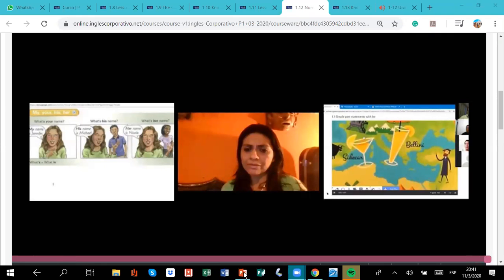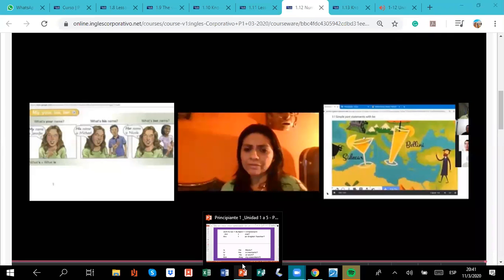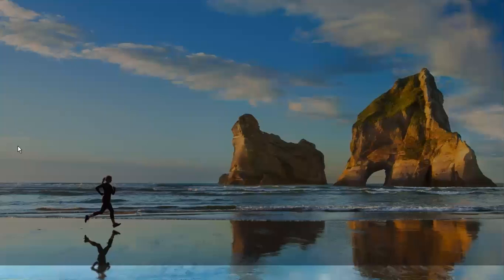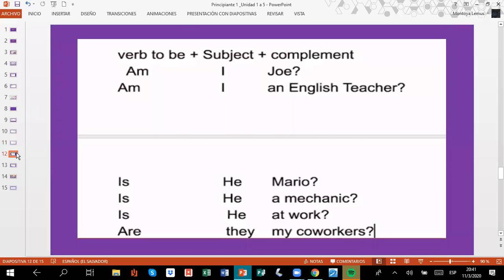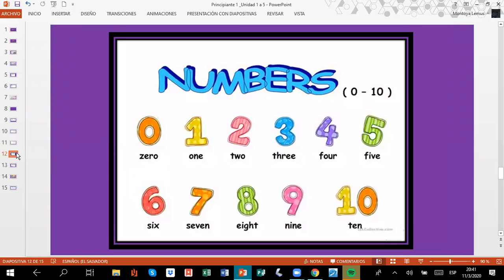Okay, vamos a ver. Parece que algunos tuvieron problemas para escuchar. Okay, these are the numbers, okay? Vamos a practicar. Bájale un poquito, Ale. Bien.